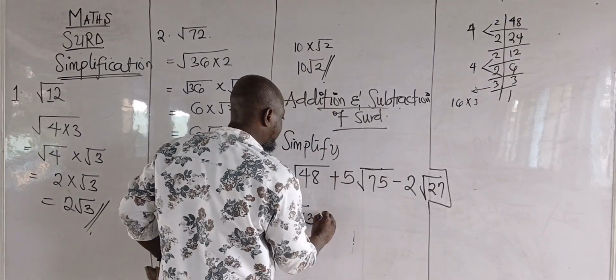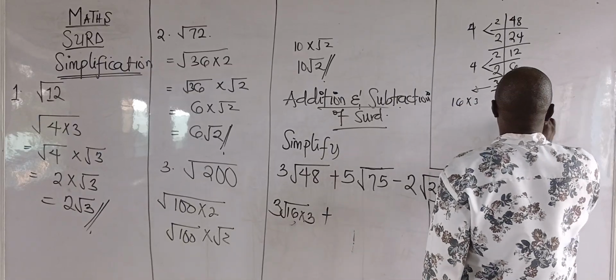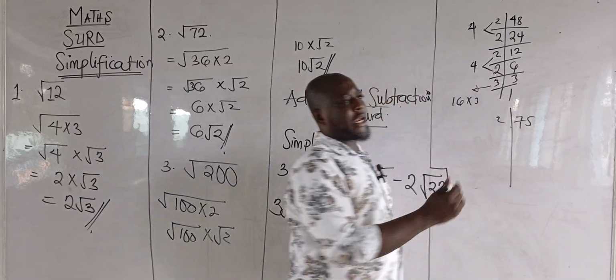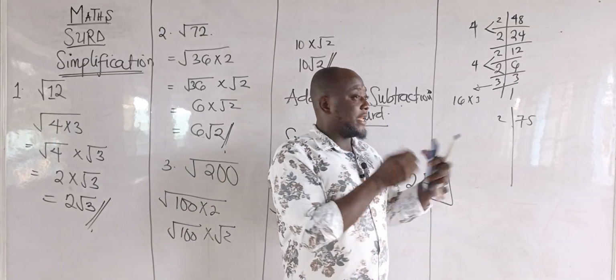Now plus. Now 75. I have 75 here. And then I'll break it down. Check. Can 2 go in 75? Obviously 2 cannot go. Yes. So let's jump to 3.